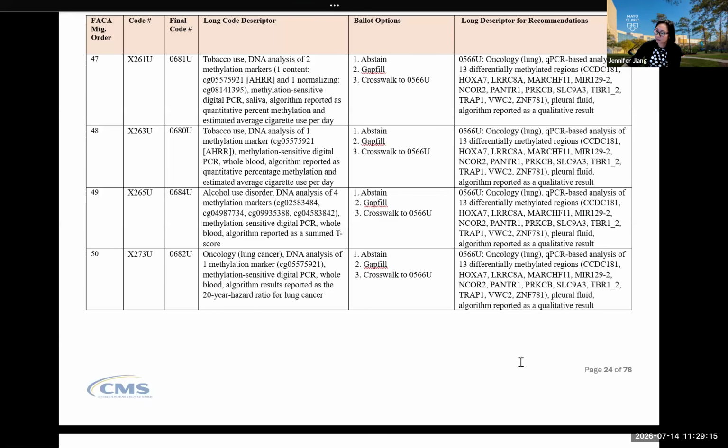Thank you. All right, so I think we'll vote on each one of these in turn. Does anybody have any questions or comments from panelists or CMS on this set of 4? All right, if not, please vote on X261U.